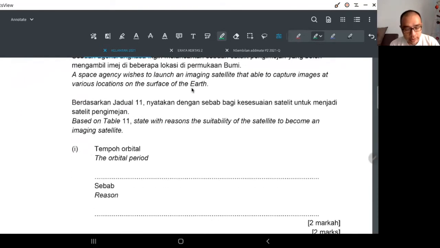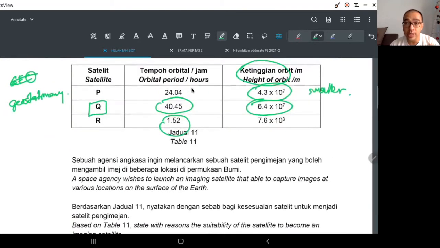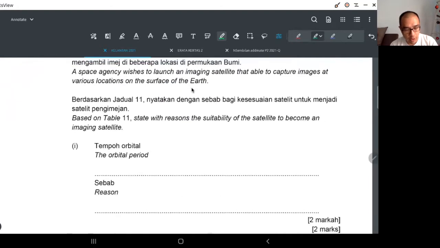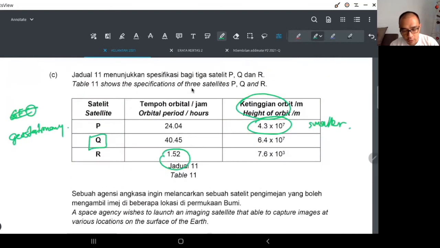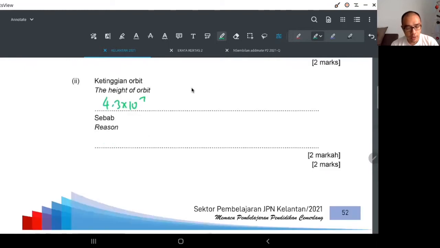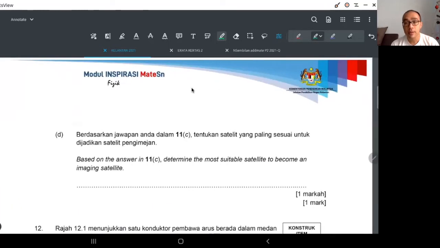So when we talk about the orbital period, we don't give numbers. This is another thing we need to remember. When making a choice, we always say we want a high orbital period or a low orbital period. We don't give a specific number, because what happens if we do? Let's say I write here 1.52, and over here I write 4.3 times 10 to the power of 7. Then what is the best choice? You can't answer that question anymore, because you've already given the number that you want.